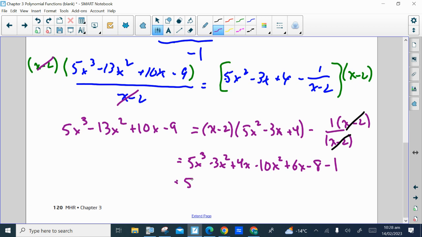So now if I just collect my like terms, I've got the 5x cubed that I need. Negative 3x squared take away 10x squared is negative 13x squared. That's the right second term. 4x and 6x gives us positive 10x. That's the right third term. And negative 8 take away 1 is negative 9. It's the same as the cubic polynomial that we started with. So therefore, we've just shown that our answer and our remainder is correct. Because if it wasn't, we wouldn't get the same expression on both sides. So there's our check.